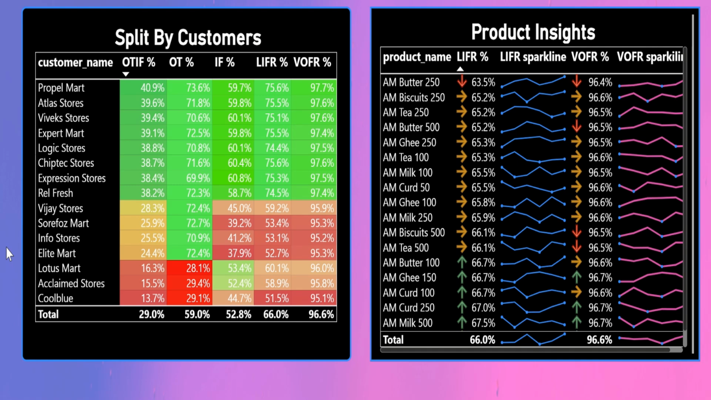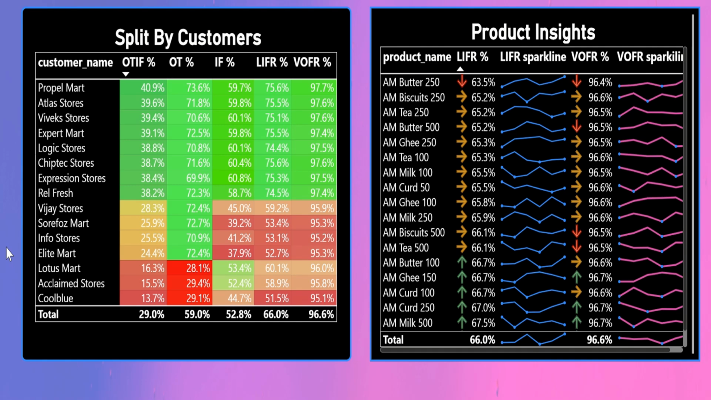And these Lotus Mart, Acme Stores, and Cool Blue, actually we as a goods delivery company haven't delivered to them on time, those kind of things. So they might not renew the contract, and we really need to try to build a relationship, maybe build trust so that they can renew the contract and still be in our customer list, okay.